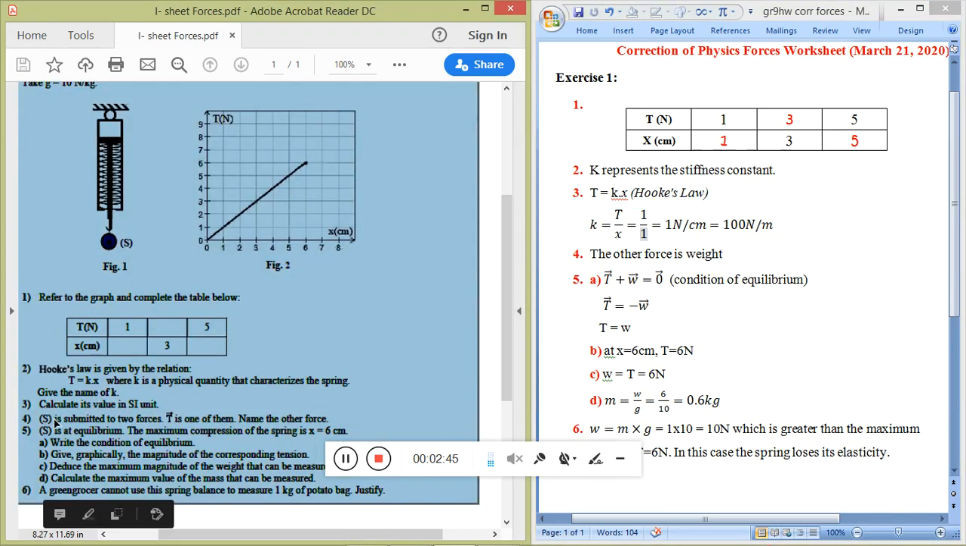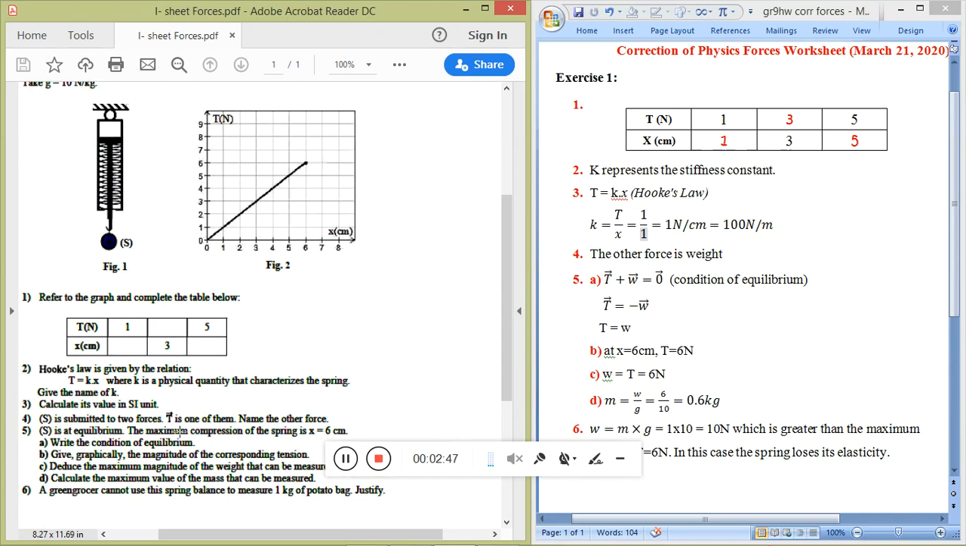Number 4, S is submitted to 2 forces. T is one of them, the tension. Name the other force. The other force is weight. As you know, we have 2 forces acting on the solid, which are the weight and the tension.